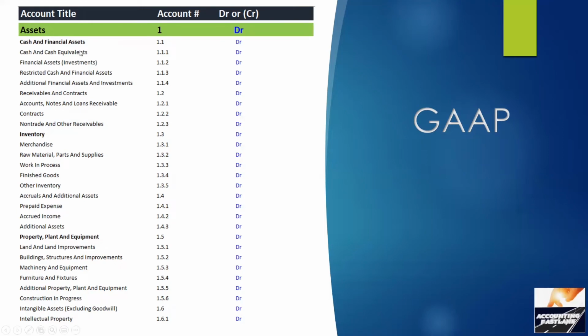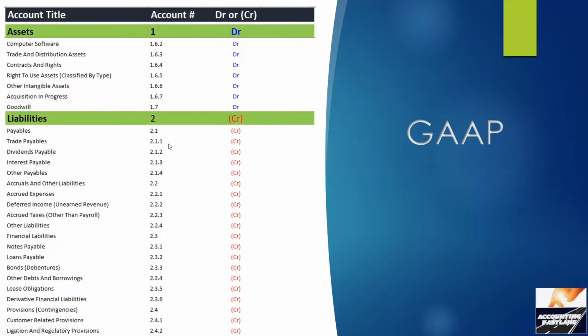Asset accounts normally start with cash and financial assets, and the second one is cash and cash equivalents. All the way down, you can see it includes inventory and plant and equipment. The second category of GAAP chart of accounts is liabilities.